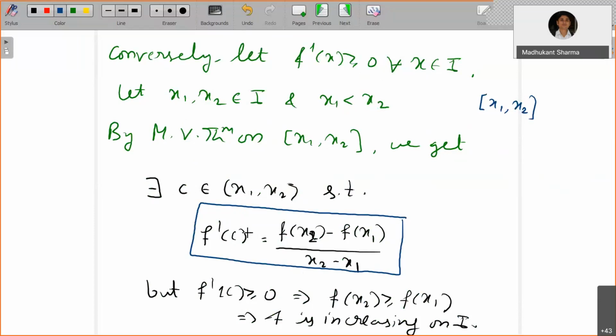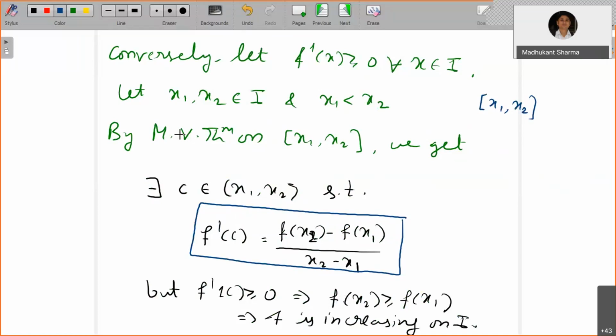So f dash of c is greater than or equal to 0, and x2 minus x1 is strictly greater than 0. This is only possible when f of x2 minus f of x1 is greater than or equal to 0, and hence f of x2 is greater than or equal to f of x1, which implies f is increasing on I.